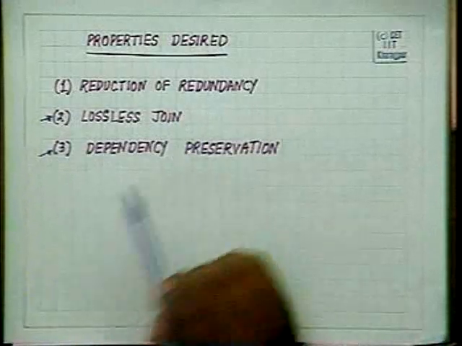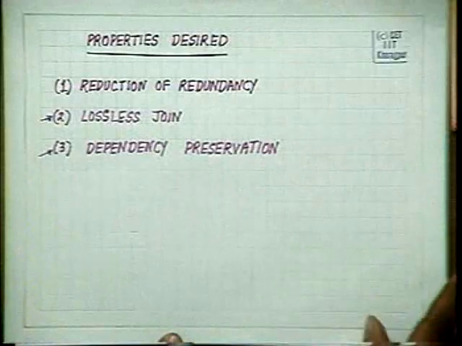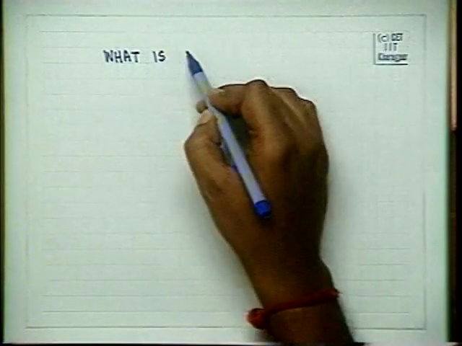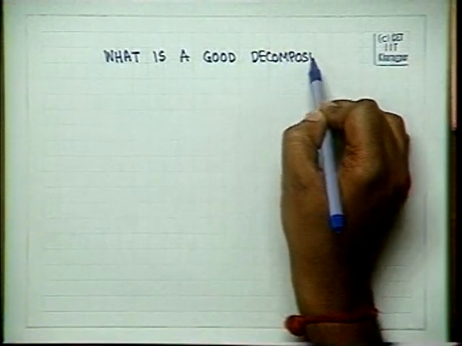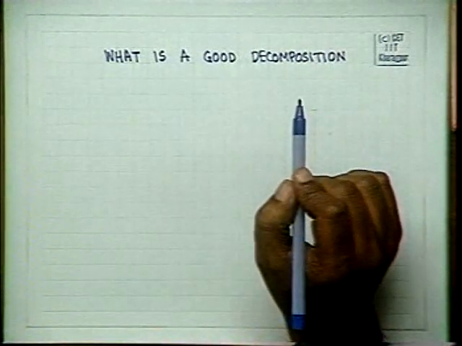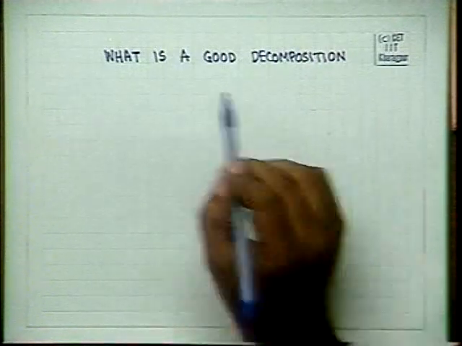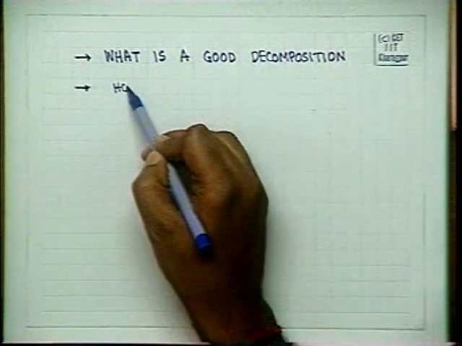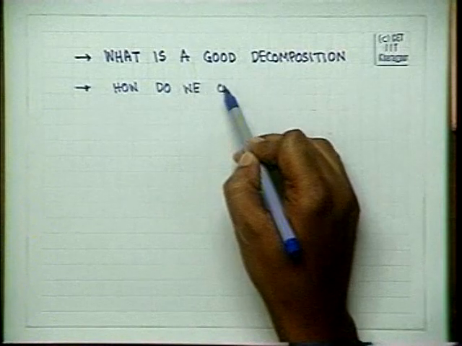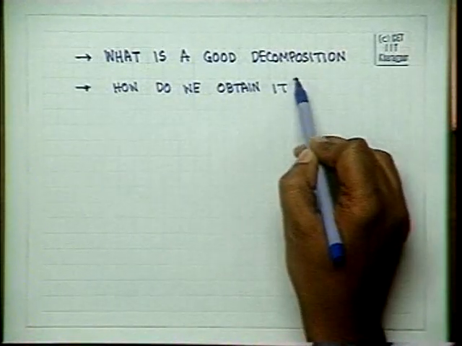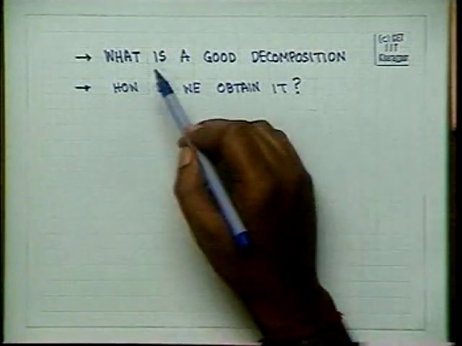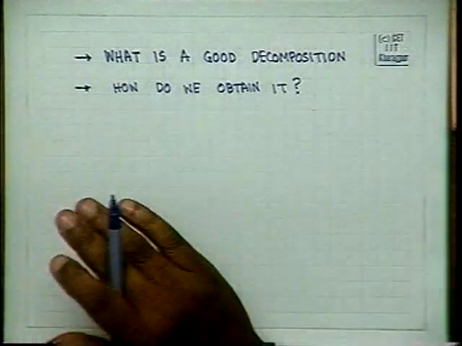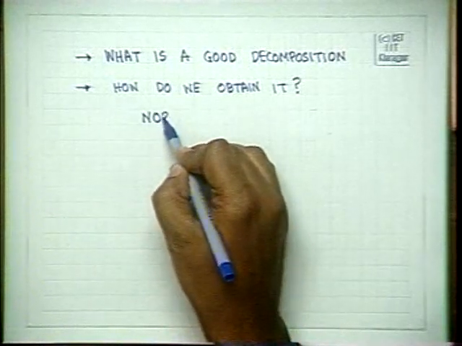So, the two properties are lossless join and dependency preservation. Now, which one will be called a good decomposition? That question we have tried to answer. One which is lossless join, which has got no redundancy and which is dependency preserving. The second is how do we obtain it? In order to study these two, we will first study from the beginning. We will study some things which are called normal forms.